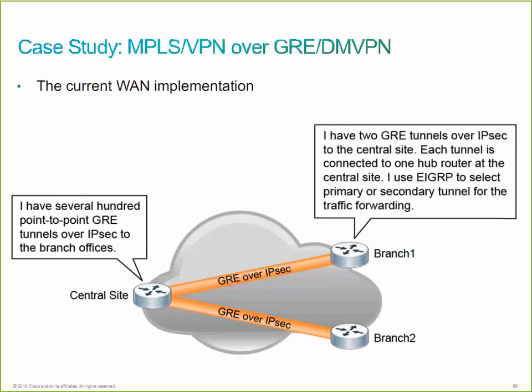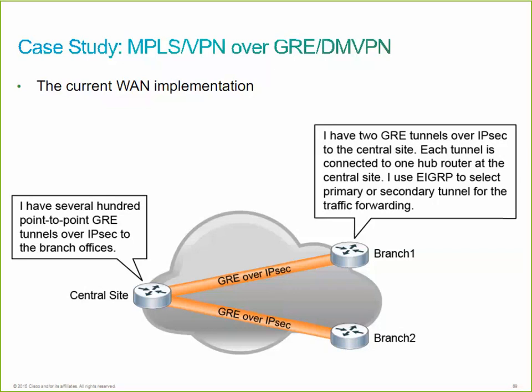Another common scenario, the branch offices have one router. Pretty common. The ISP at that location provides connectivity between the branch offices and the central site. All right, now each tunnel gets protected with IPsec. There are two GRE tunnels from each branch office to the central site. Again, not drawn on the diagram, but if I was to implement this myself, I would want to make sure that I have multiple hubs for redundancy.